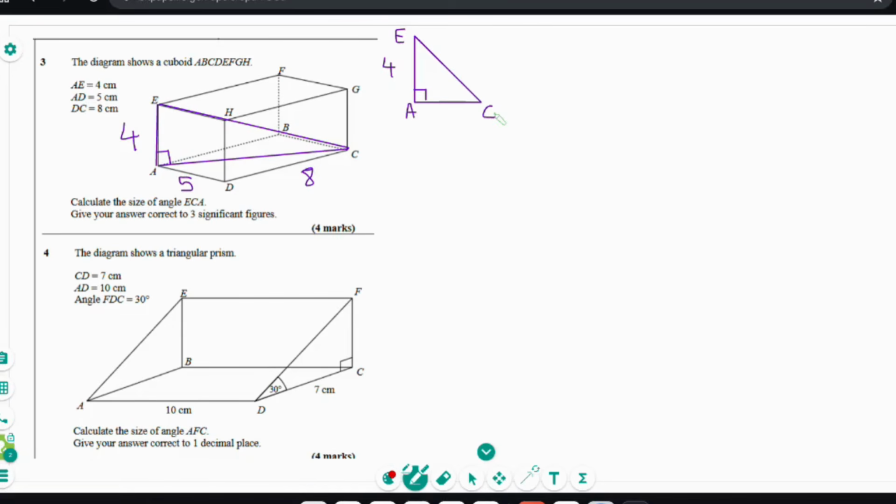So we just have the 4, which is E to A. We don't have A to C. Angle ECA we need, so let me just put an X there. We can get A to C though, because can you see A to C is the diagonal of a rectangle?